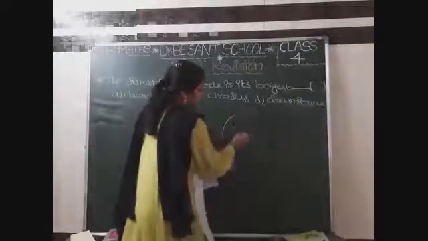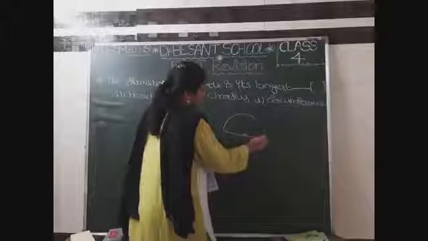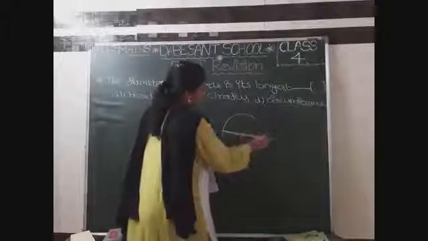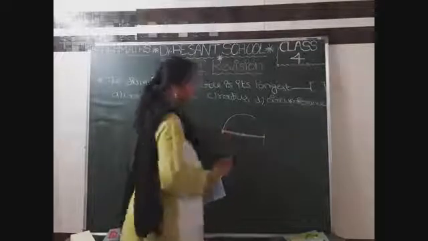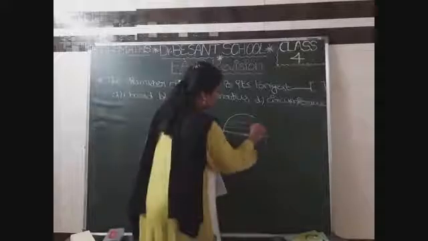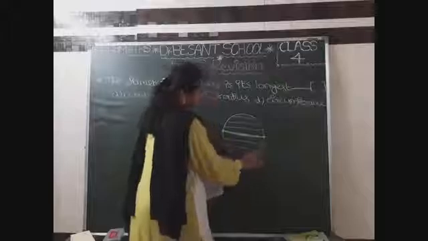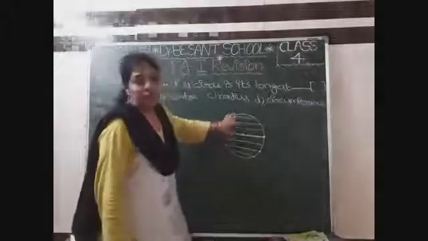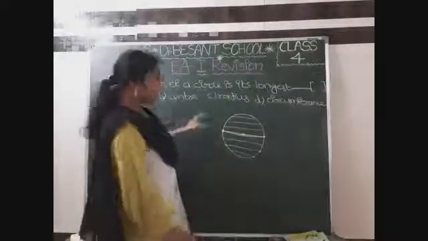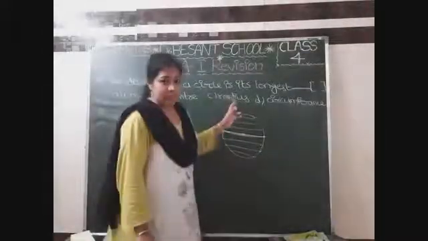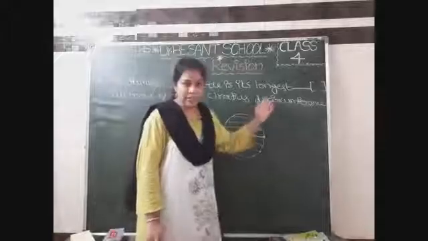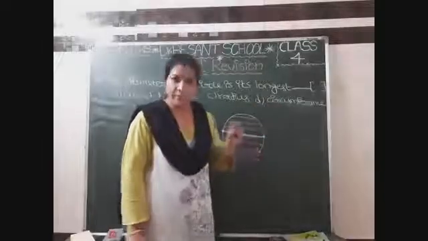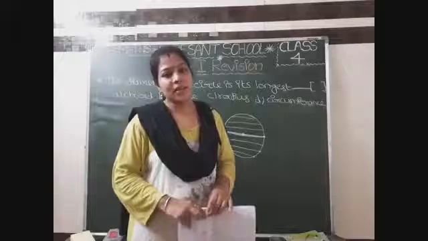See children, this is the circle and this is the center. The line passing through the center is called the diameter. Now all these are the chords. Means the diameter is the longest chord of the circle. Is the diameter the longest center? No. The longest radius? No. The longest circumference? No. The diameter is the longest chord of the circle.